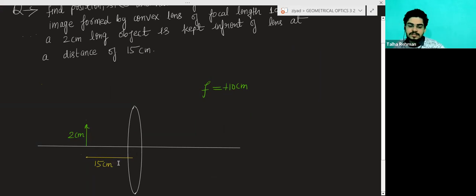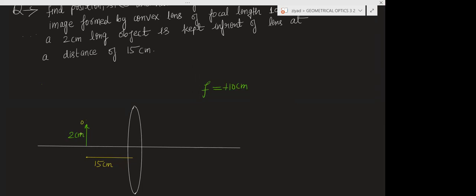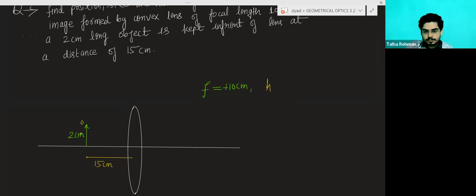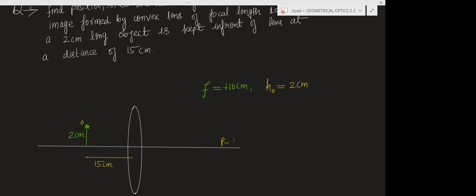Okay, this distance is 15 centimeter. Now, what is given in the question? First, the focal length of the lens is given. Another, height of the object is given. This is the object. What is the height of the object? 2 centimeter. So we will take height of the object plus 2 centimeter. Why? Because this is above the principal axis.